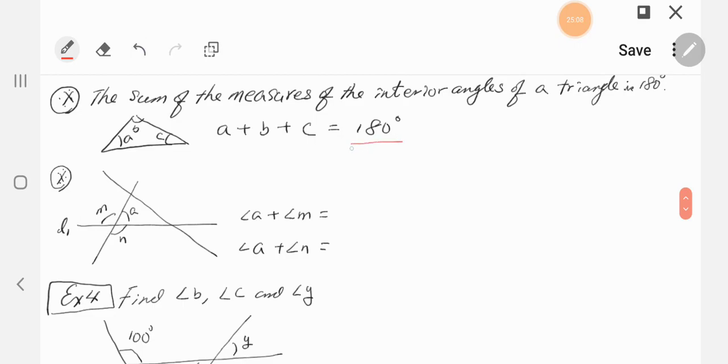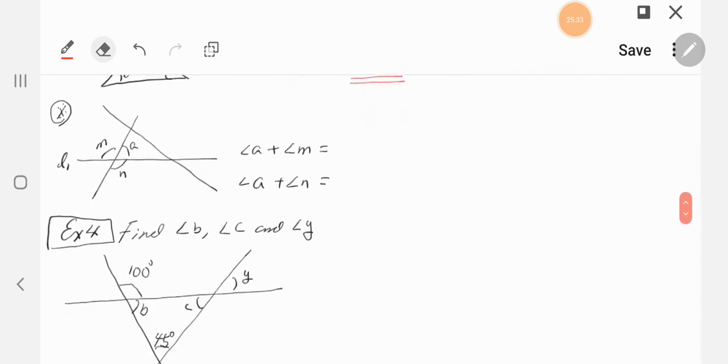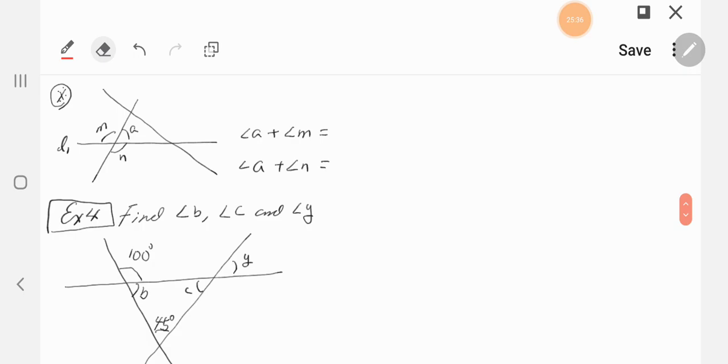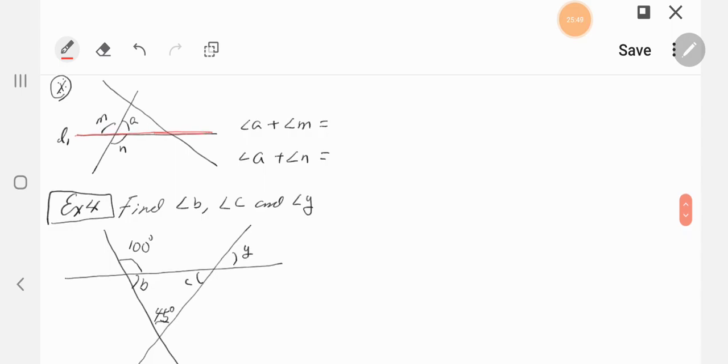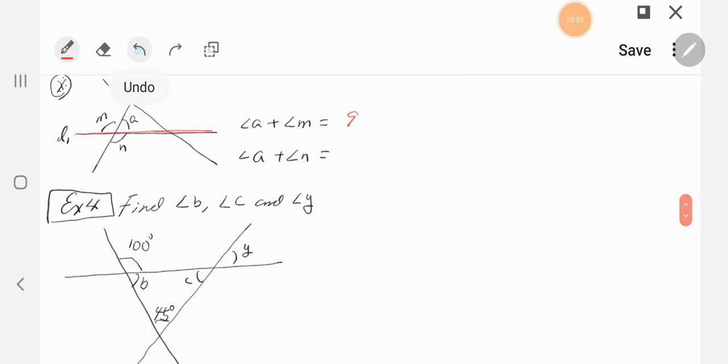How about a rectangle? In a rectangle, each angle is 90 degrees. So 90 times 4 is 360 degrees. The rectangle is 360. 90, 90, 90, 90. The sum of this is 90 times 4, which is 360. Right? That's just an example. All right, and then we already did this one. Here is a straight line, right? And angle A and angle M are adjacent angles on a straight line, so this will be 180 degrees.